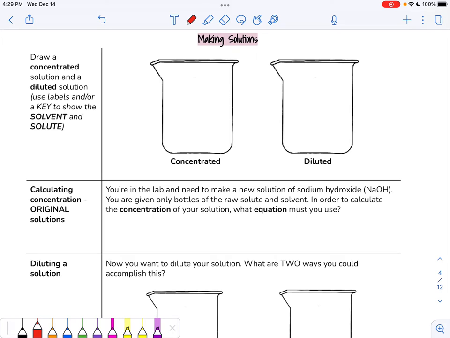So how much solute in moles do you have dissolved in liters of your total solution overall? So let's start again by modeling out what some solutions would look like. We're going to consider a concentrated solution versus a dilute solution. So what does that actually mean to us? Well, concentrated means you have a lot of stuff packed into a small amount of space.